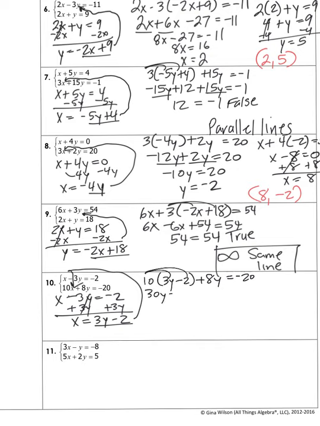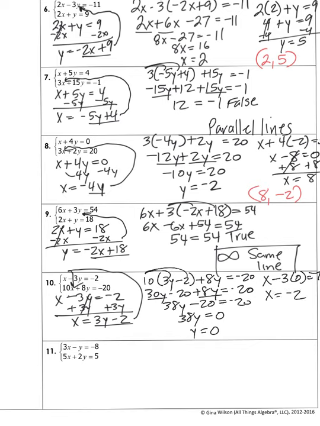Distribute. 30y minus 20 plus 8y equals negative 20. Combine like terms, 38y minus 20 equals negative 20. Add 20 to both sides, and you get 38y equals 0. Divide by 38, y equals 0. Take what y equals and solve for x. X minus 3 times 0 equals negative 2. Well, 3 times 0 is 0, so x equals negative 2. The solution, (negative 2, 0).